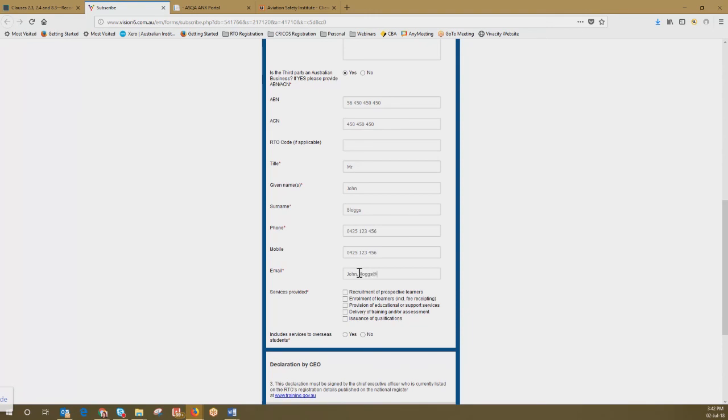And then you'd put their email address in here. Have it in there. And what is the services that they're providing on behalf? So this third party arrangement may be someone who's delivering training and assessment under your scope.